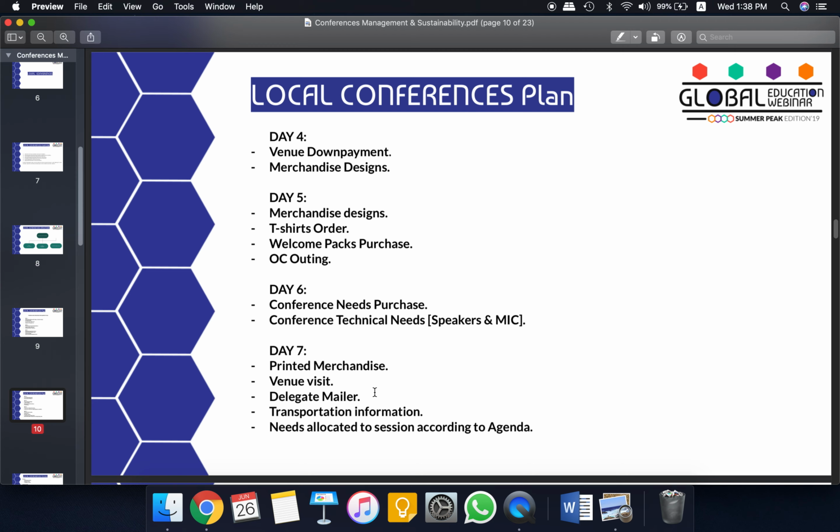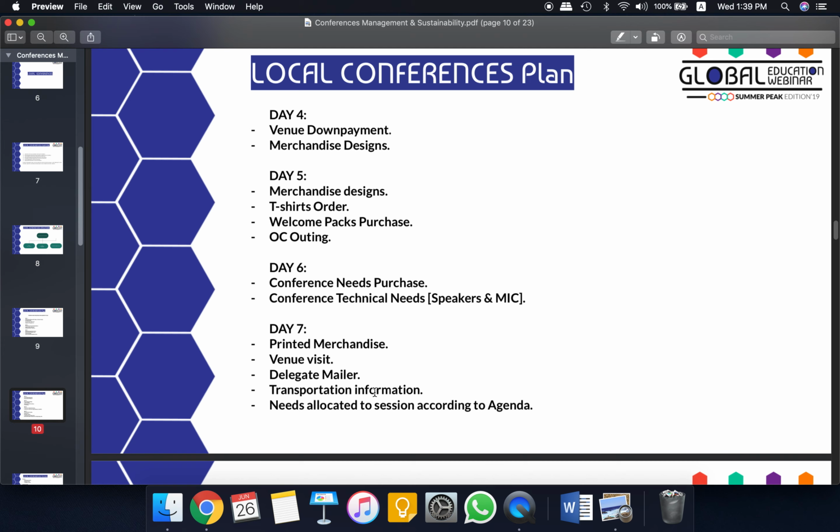Day six is mainly we go by the conference needs purchase, which is the facility needs, the technical needs, the speakers and the mic and everything, and we do a visit to the venue to make sure that everything is up to date. Day number seven, which is the most important, is mainly we take all the printed merchandise, we do a venue visit again, we send the delegate mailer to all the accepted delegates. We provide the transportation information, and mainly we make sure that we allocate the facility needs to all the sessions according to the agenda.